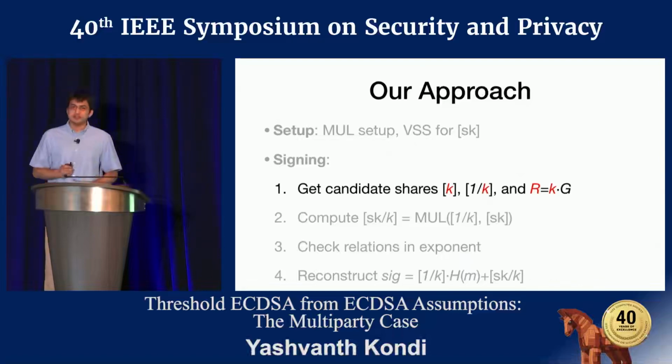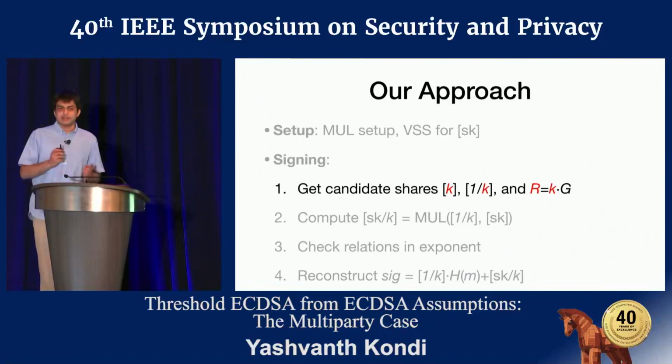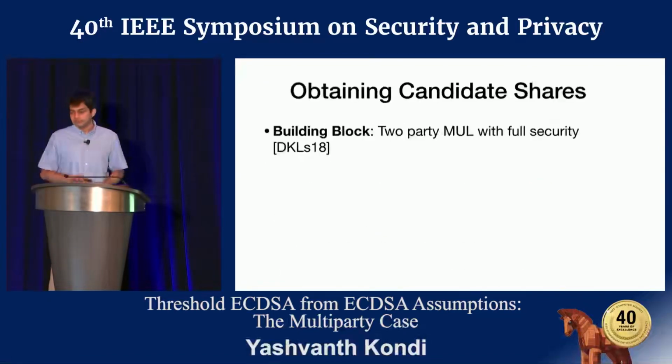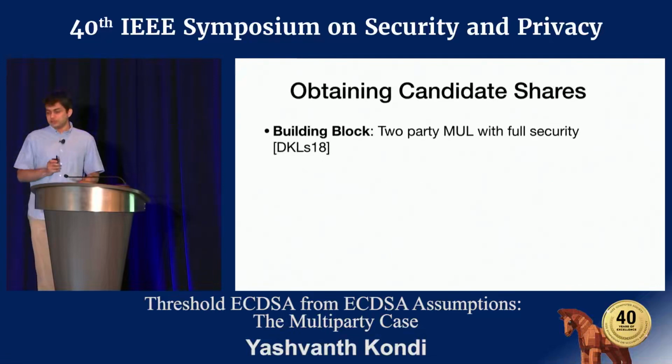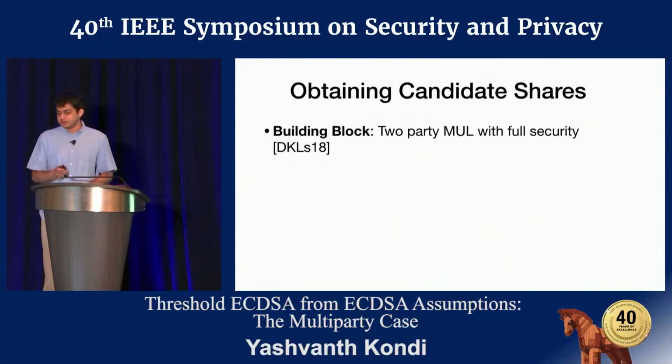Right, okay, so the first step of signing is to get candidate shares for the instance key k, its inverse, and k in the exponent, which is just the signing nonce. So the building block that we use for this is the two-party multiplier with full security that we had from last year and some optimizations.